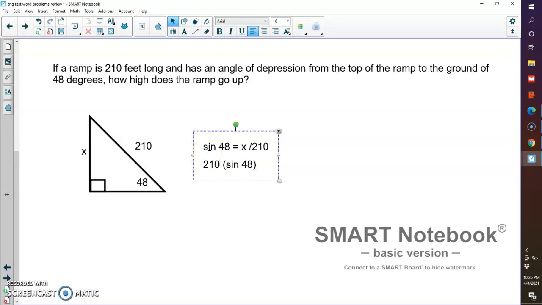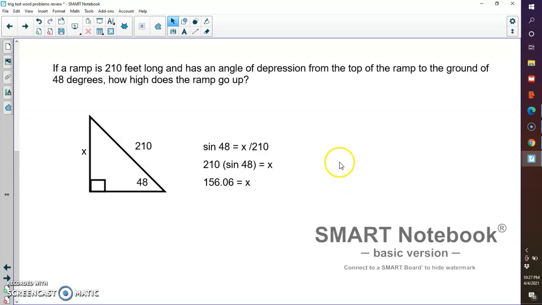And 210 times the sine of 48 equals x. And 210 times the sine of 48 is 156.06. And there's our answer. These are what the word problems will look like on your test. Good luck, and see you at the test on Thursday.